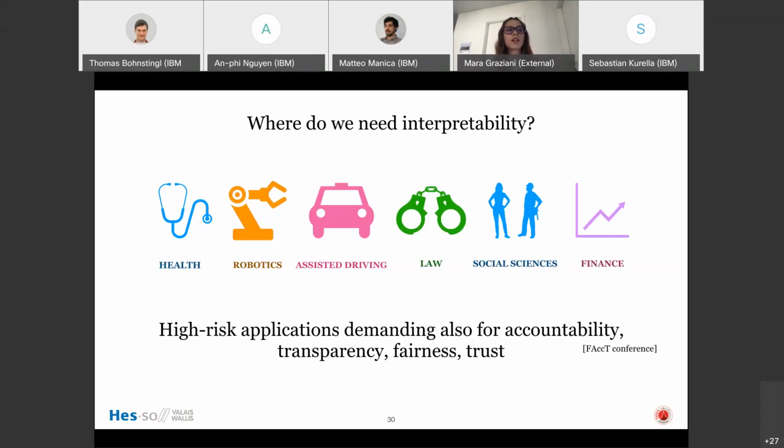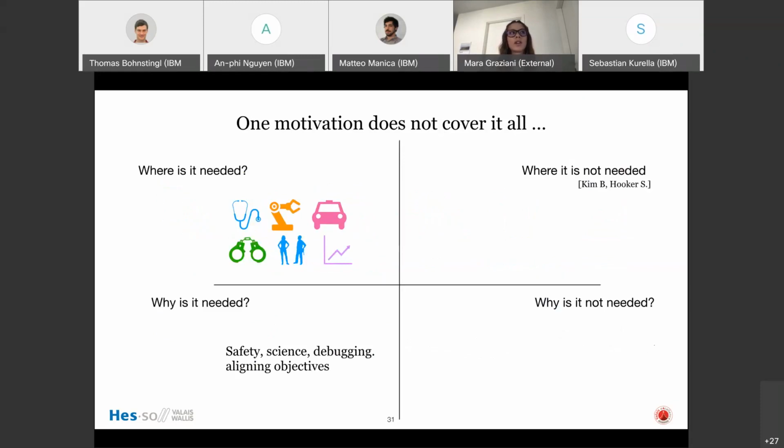And over the years, there were even more application fields arising, such as daily legal practices, social sciences, and even finance. All these applications come with a high cost for failure. Actually, applying AI to these fields has become also a demanding field for accountability, transparency, fairness, trust, causality, and many others. Now, one motivation doesn't cover them all. We cannot say that this covers all the panorama.